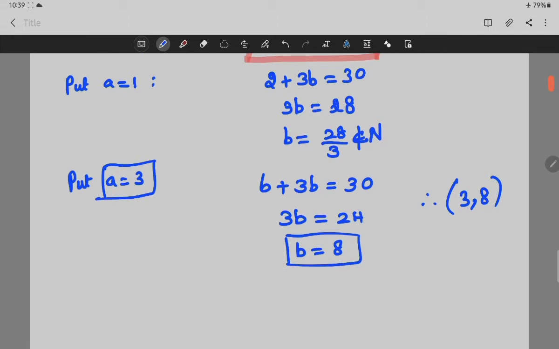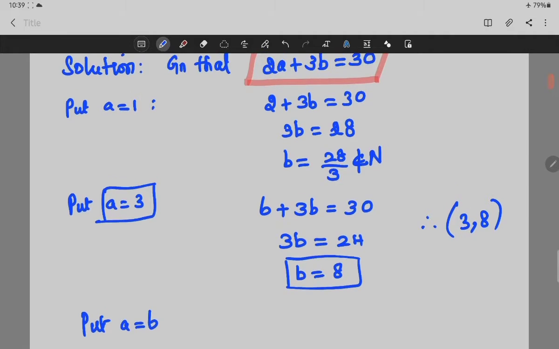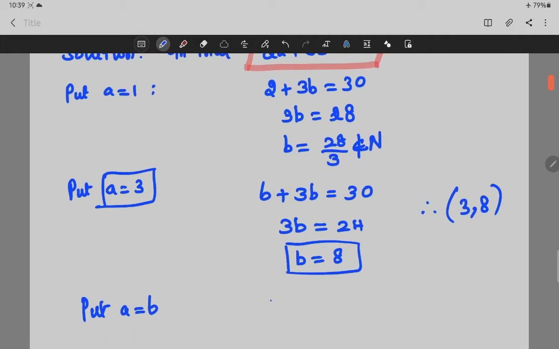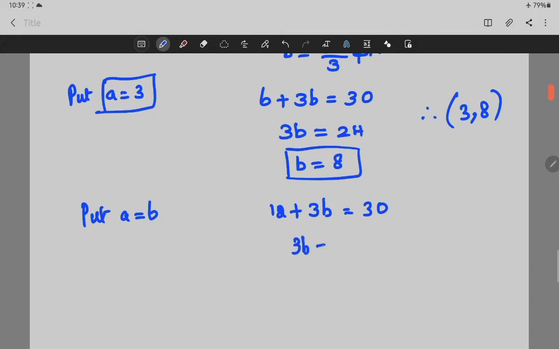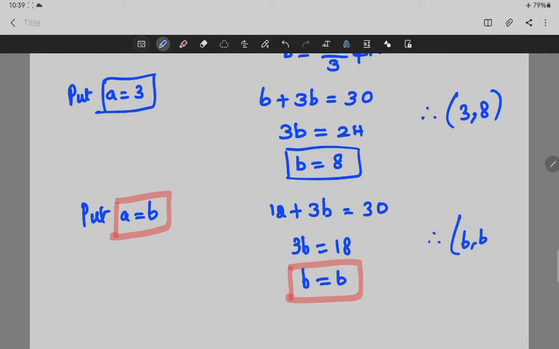Next, I am moving on to put A is equal to 6. What is the condition? 2A, so 6 into 2, 12. 12 plus 3B is equal to 30. On substituting, 3B is equal to 30 minus 12, which is 18. So, B is equal to 6. So, the next ordered pair is A is equal to 6 and B is also 6. So, you will get the ordered pair 6, 6.